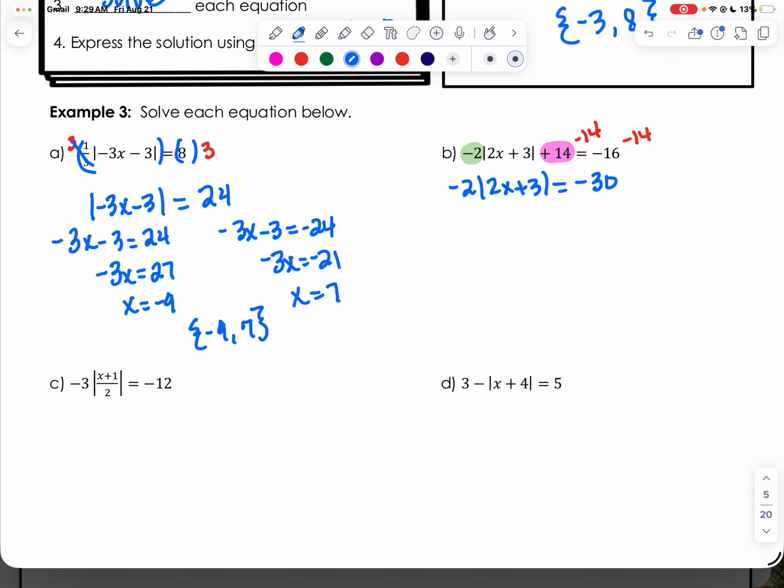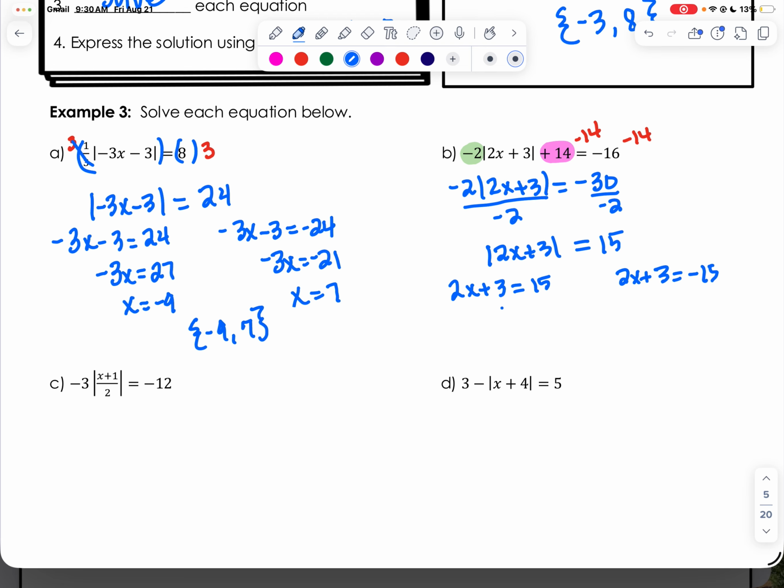Okay. Now we can divide both sides by negative 2, and that will give us absolute value of 2x plus 3 equals positive 15. Once you have your absolute value expression isolated, now you can rewrite this as 2 equations. Now what I'd like you to do is pause the video and finish this problem on your own. When you're ready to check your answers, press play.